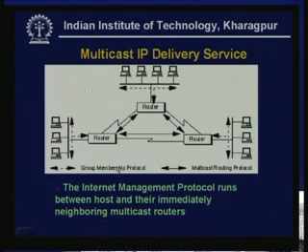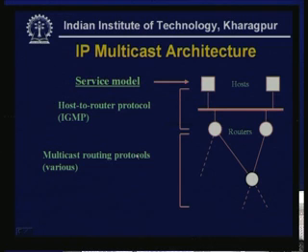This is the Internet Group Management Protocol, IGMP, that runs between hosts and their immediately neighboring multicast routers, and within the routers we have the multicast routing protocol running. So, this is another picture showing the same thing. This is the service model. Suppose these are the hosts, and the host to router protocol is known as the Internet Group Management Protocol, or IGMP, and then amongst the routers there is the multicast routing protocol, and there are various types of multicast routing protocols. We will just discuss a few.